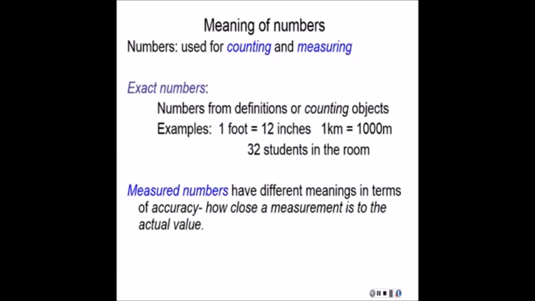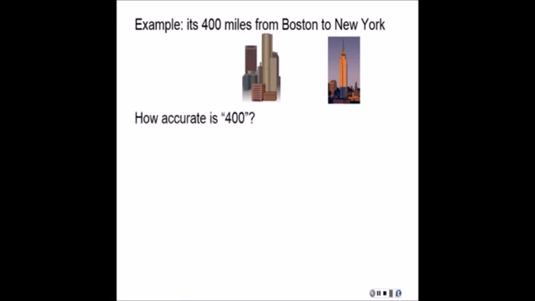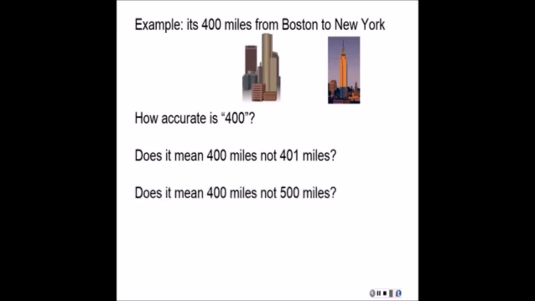How accurate a measured number is will depend on the instrument used to do the measuring. So if we have a very accurate instrument, we can get a very accurate measurement. But we can never get an exact measurement, because every single measurement has some uncertainty with it. And this will hopefully show you that. So here we have an example. It's 400 miles from Boston to New York. Believe it or not, they're supposed to represent Boston. So how accurate do you think the 400 is? Does it mean 400 not 401? Or does it mean 400 not 500?